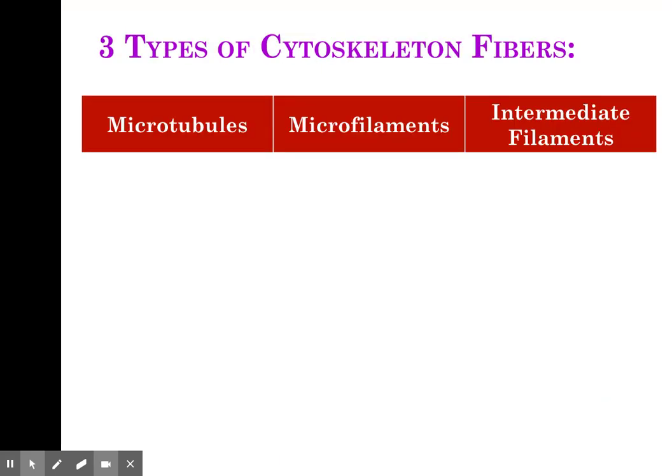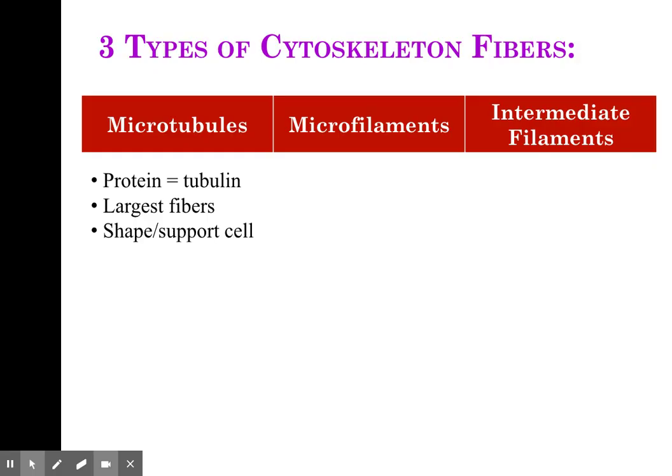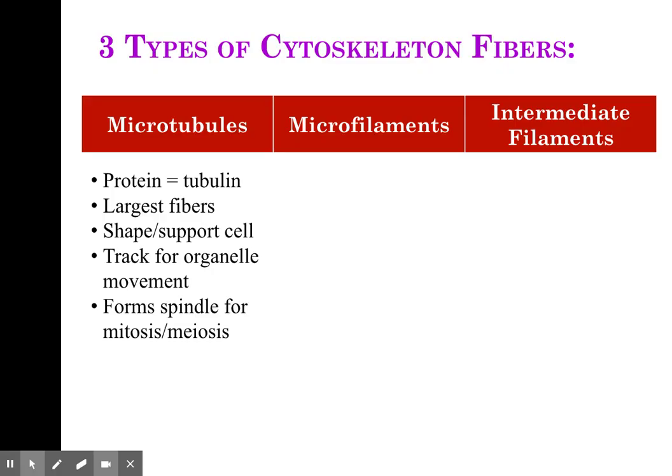So there are three types. There are microtubules, which are made of a protein called tubulin. These are the biggest ones, and they provide most of the shape and support to the cell. They also are tracks, and I want you to think like a railroad track. So tracks for organelle movement. So organelles do move around the cell, and they don't generally do it by just floating around. They generally are moved on these tracks around the cell.